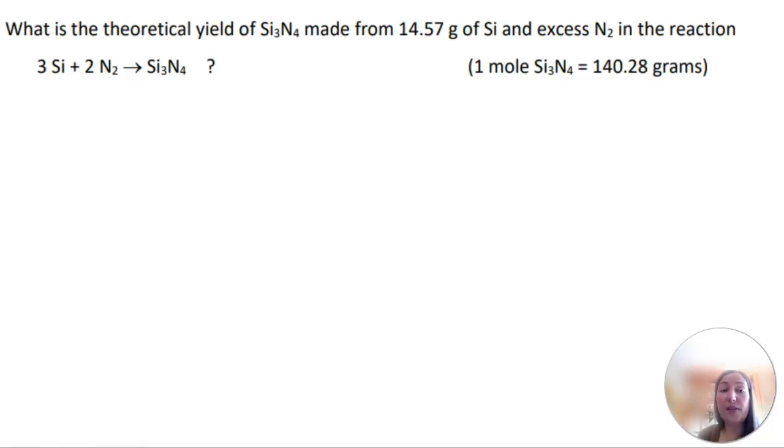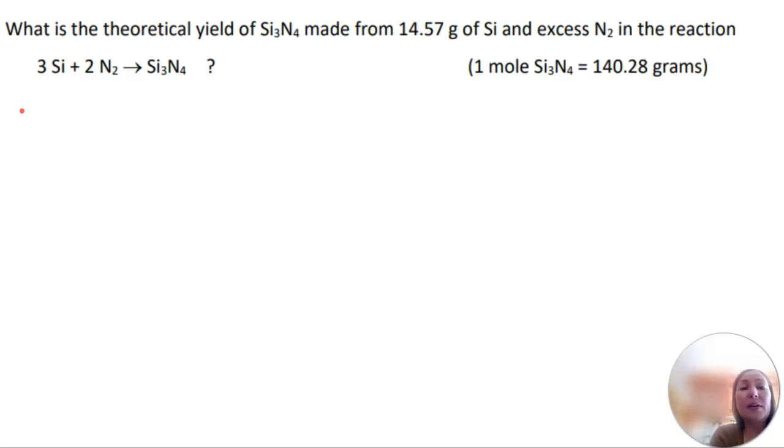Okay, this one says, what is the theoretical yield of Si3N4 made from 14.57 grams of silicon and excess nitrogen in the reaction? Okay, let's go for it. It's saying that you have all the nitrogen you could ever possibly need, so you don't need to worry about that, and that what you'll run out of is silicon. So we want to find out, if we have 14.57 grams of silicon, when we run out of it, how much product will we have made?